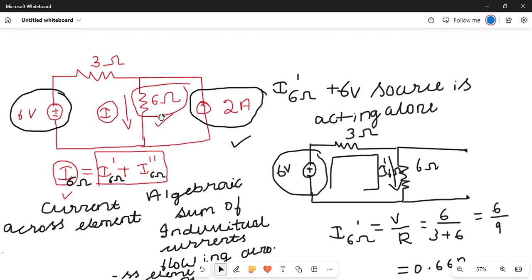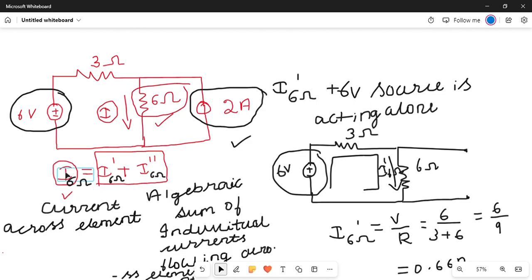So here, current across any element is equal to the algebraic sum of all the individual currents that is flowing across the element. Because we are asked to find the current, we'll get the algebraic sum of all the individual currents that are flowing across the element.